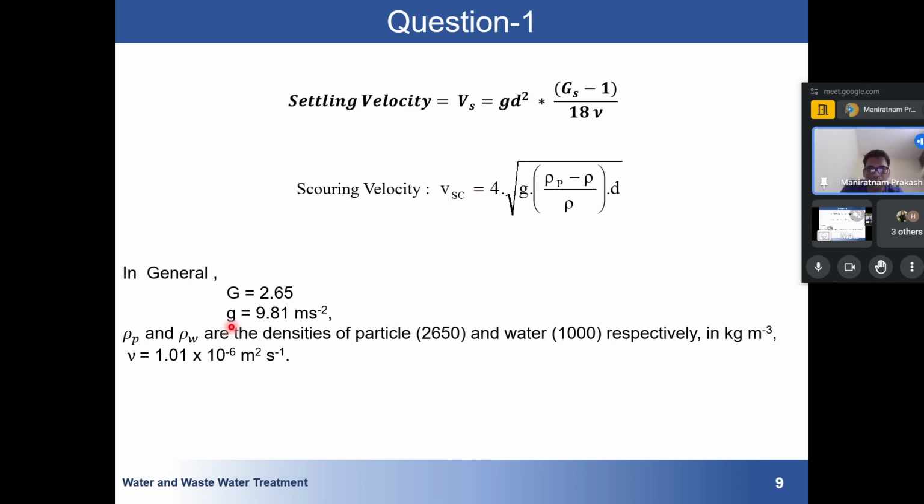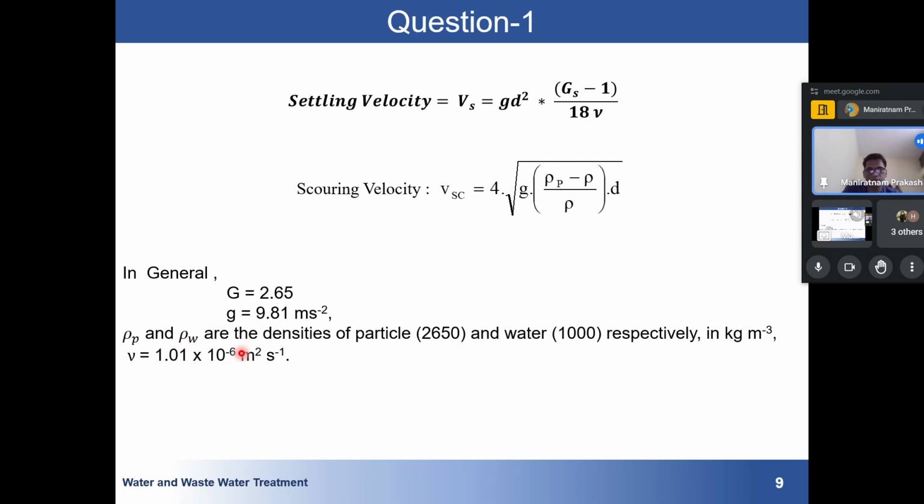In general, all wastewater consists of mainly organic matter and some inorganic matter. So in many books and research papers, you will see that Gs for wastewater is around 2.65. The acceleration due to gravity is fixed at 9.81. The densities of the particle and water are 2650 and 1000 kg per meter cube. And viscosity, remember this is kinematic viscosity, and it is given in meter square per second.